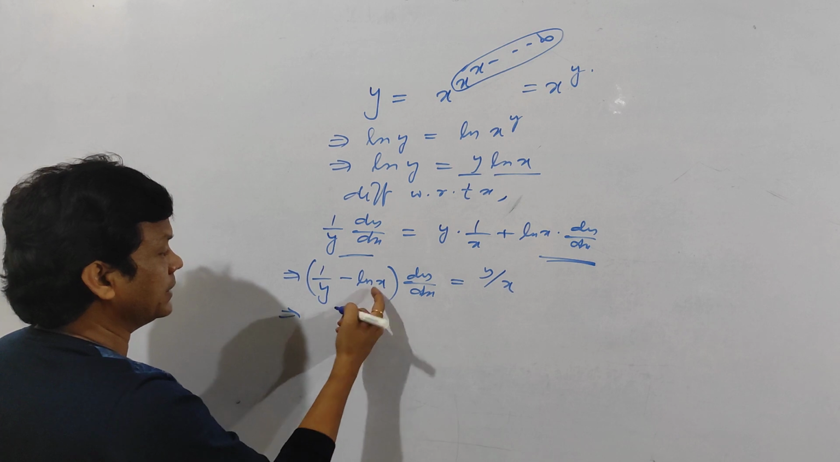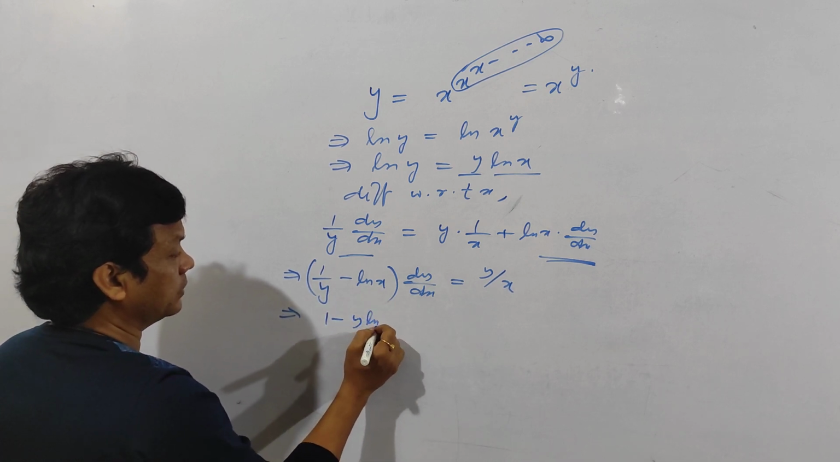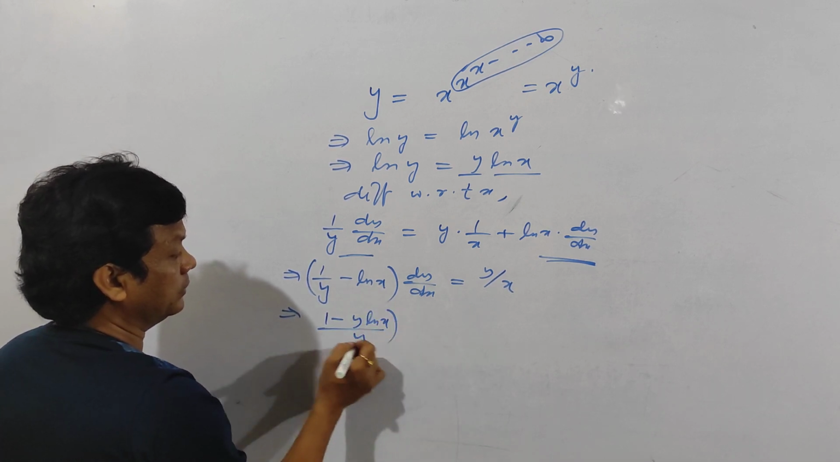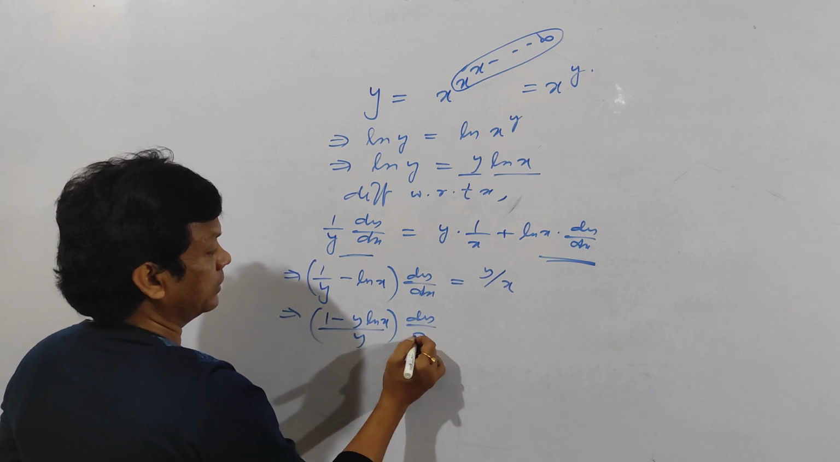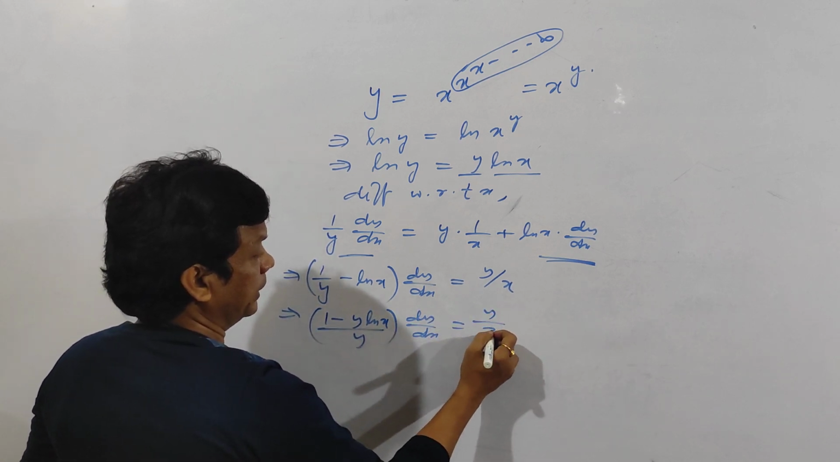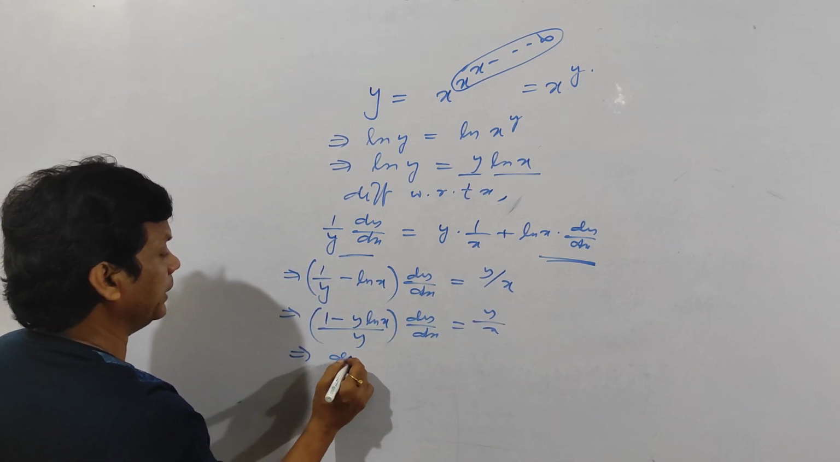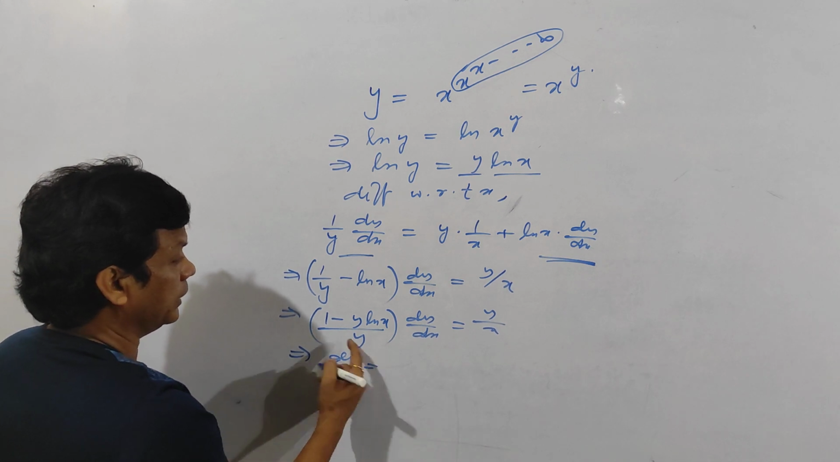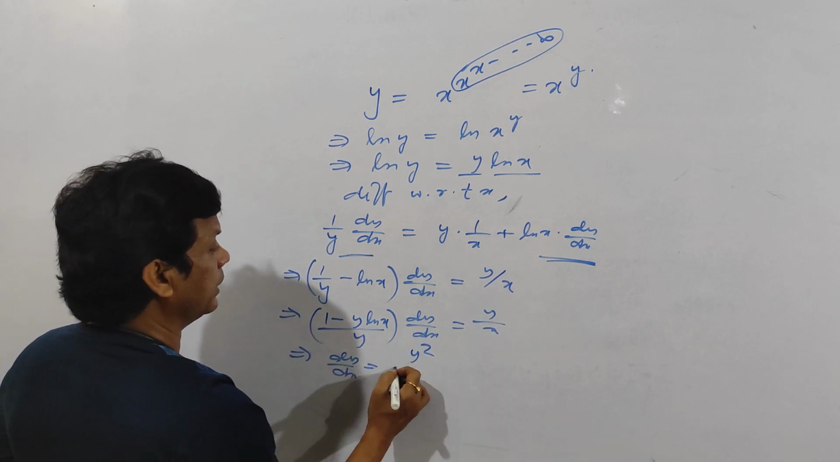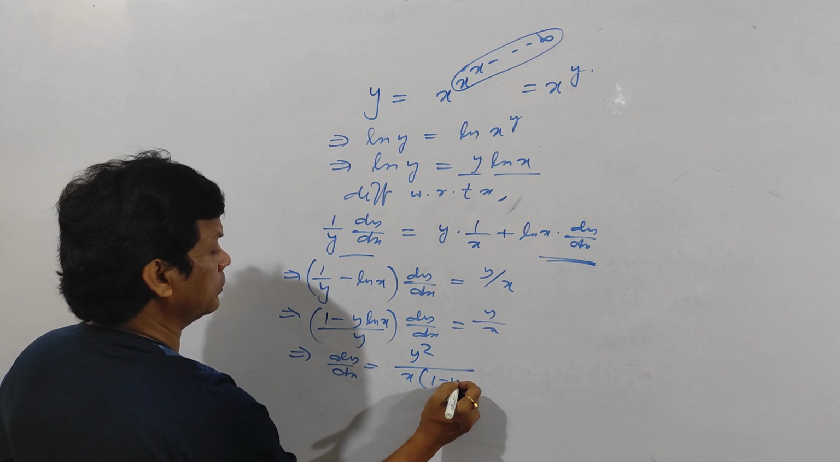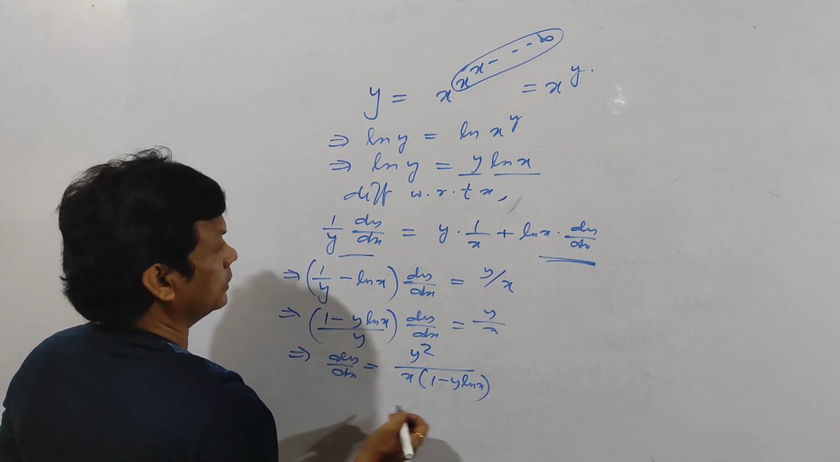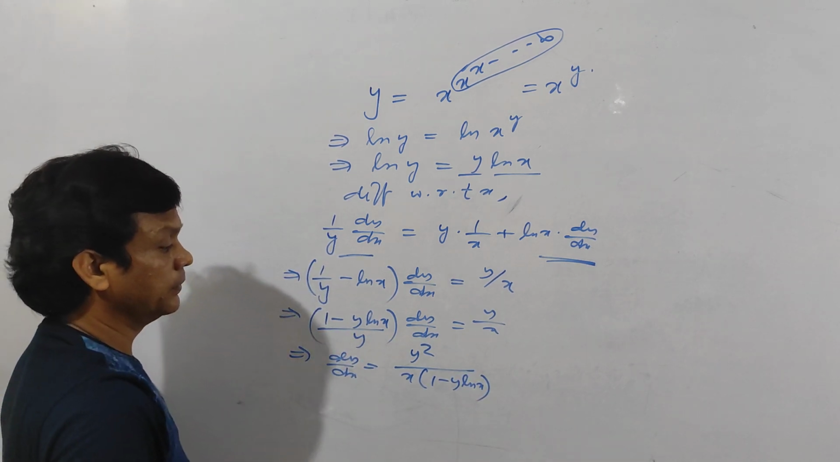So take the LCM. (1 minus y ln x) by y into dy by dx is equal to y by x. So what is dy by dx? Take y to the numerator. Y square by x into (1 minus y ln x). So this is the answer. Clear?